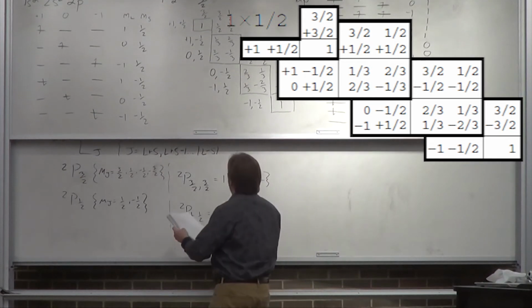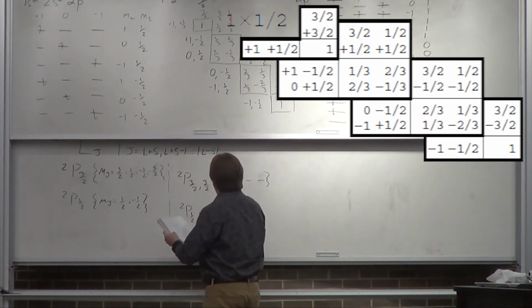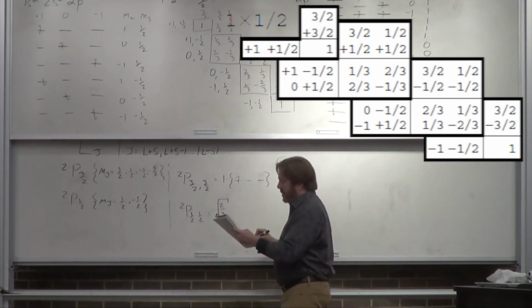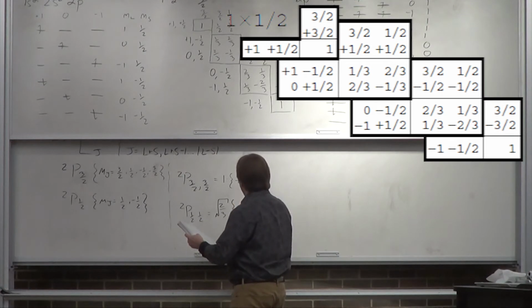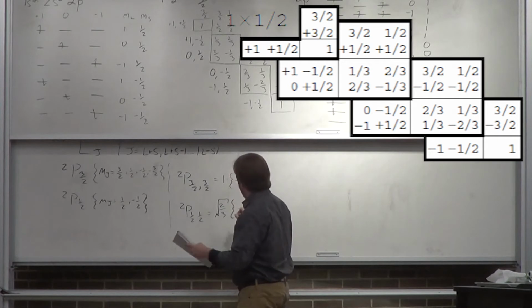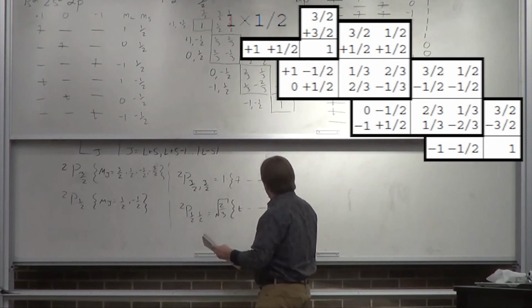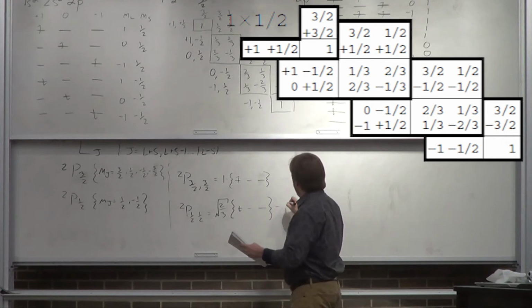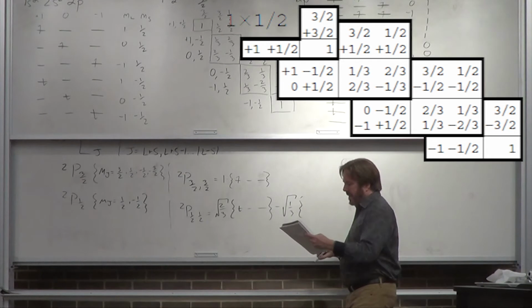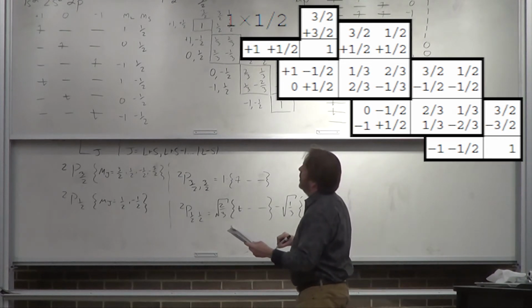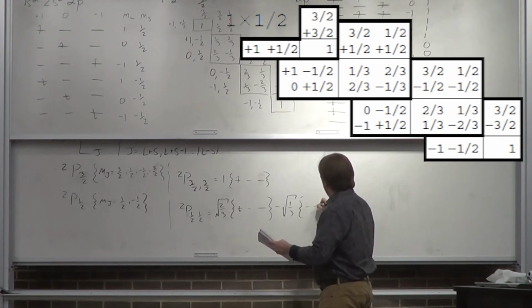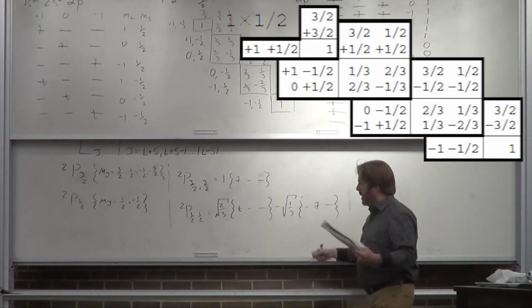Okay, so what do I got? I got 2/3 square root of +1 minus half, +1 minus half is, that is this one, minus square root of 1/3 of 0 half. There we go.